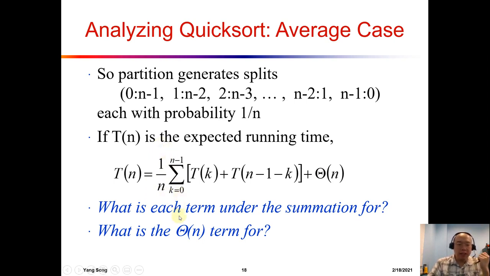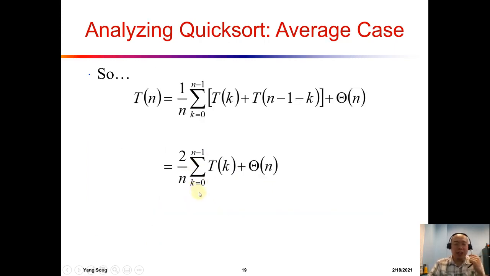Okay, and then what is the theta n? The theta n will be the cost of doing one partition. So this is really a hard recursion to solve because we don't know the k. We want to consider all the cases, and then we also have to deal with this annoying sigma. So how do we do that? We can start to do some massage to make this case easier.